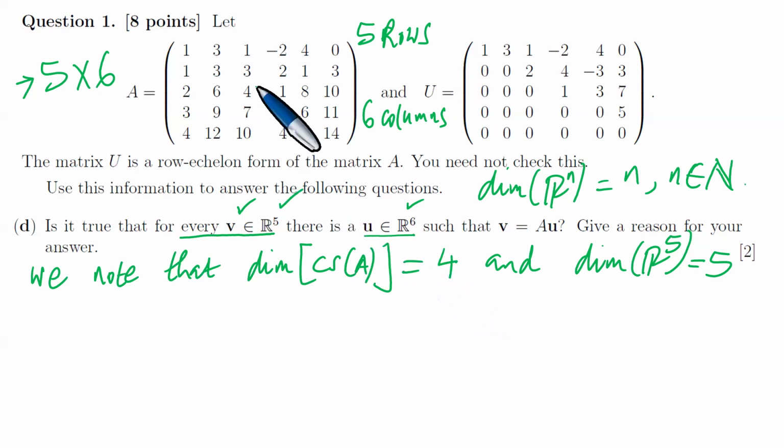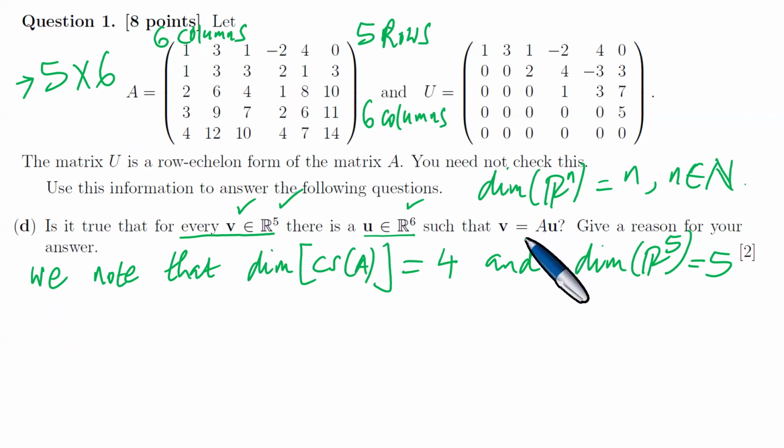Meaning this is not an ideal situation for what the examiner is playing at here, because there are 6 columns. But the dimension of the column space is 4. So it's 2 less. And because it is 2 less, we also see that the dimension of the R5 we're dealing with is exactly 5. What is then the implication of this?